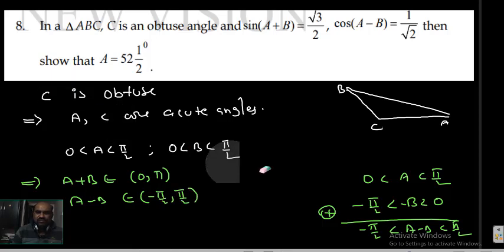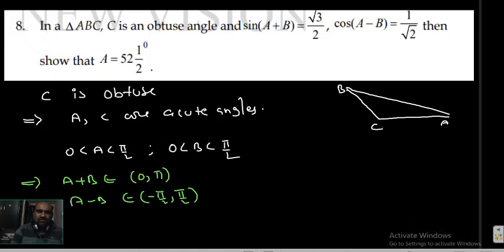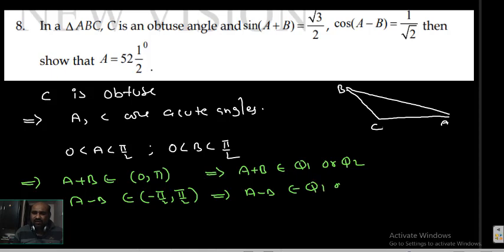Okay, listen. A plus B means in Q1 or Q2. A plus B belongs to quadrant 1 or quadrant 2. And A minus B belongs to either Q1 or Q4.